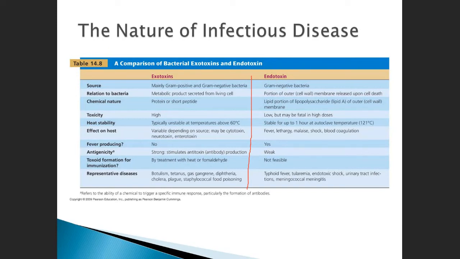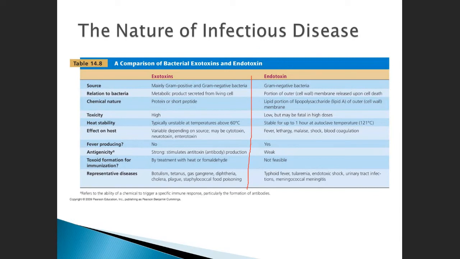Treatment can be using heat. That's what we do. We almost never use formaldehyde anymore, but we use heat, right? And so represented organisms with things like botulism, tetanus, gangrene, diphtheria, cholera, plague, and staphylococcal food poisoning. There it is again, right?